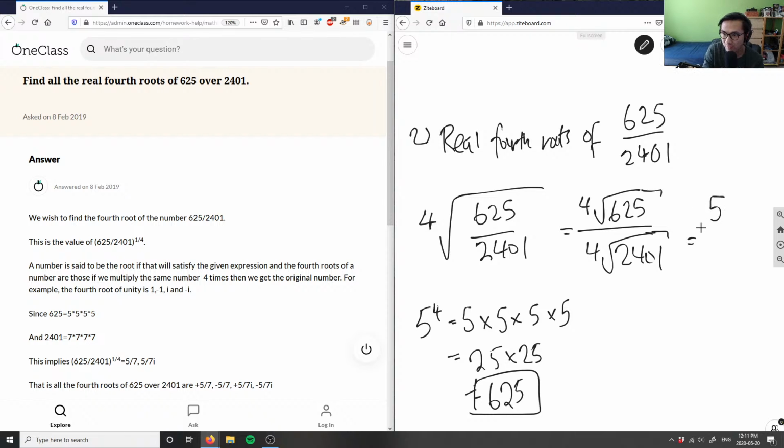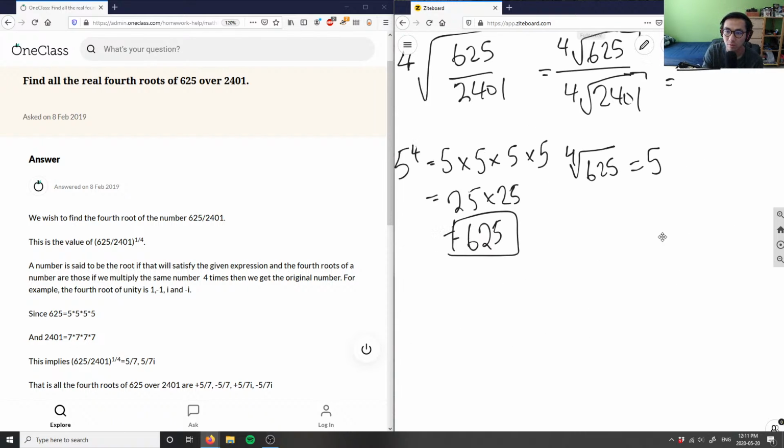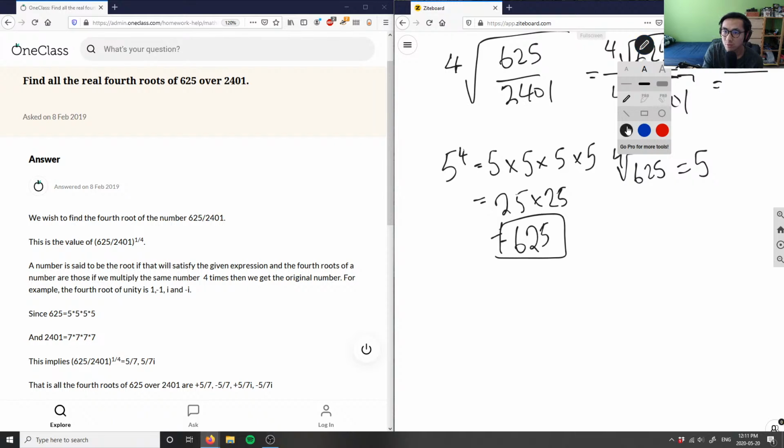So I have 5 at the top, because if 5 to the power 4 is 625, therefore the fourth root of 625 equals 5. This is my logic here. And then with 2401, this is a bit more tricky. If I add the digits together, let me see if it's divisible by 3. 2 plus 4 is 6, plus 1 is 7. So it's not divisible by 3, and it's not an even number as well. So it can't be 2, it can't be 3, it can't be 4, it can't be 5, it can't be 6 as well. So it has to be 7.